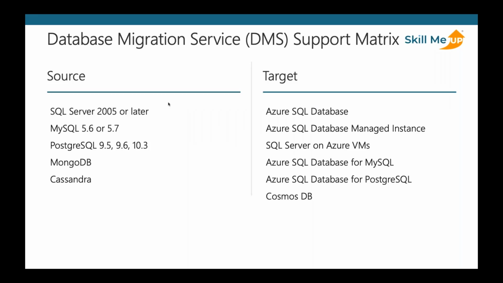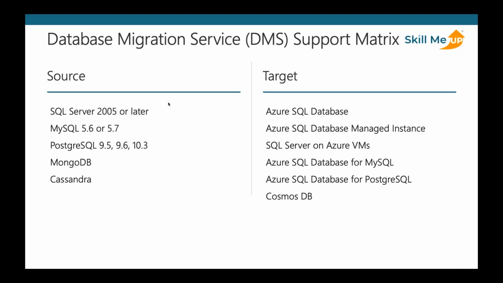So the support matrix for the Database Migration Service, SQL 2005 or later is the minimum requirement for SQL Server. You can see the other source types there. Targets can be SQL Database, Managed Instance, SQL on Azure VMs, plus the other platform as a service offerings, such as Azure Database for MySQL, Azure Database for Postgres, and Cosmos DB.